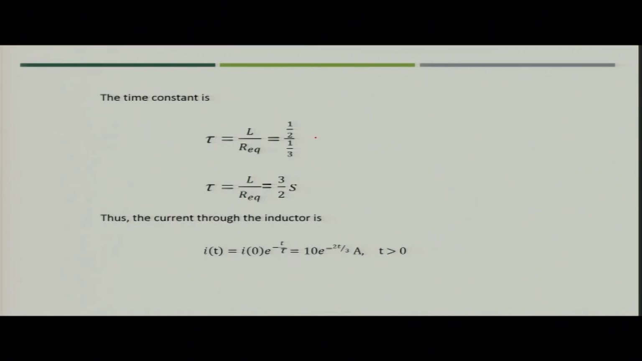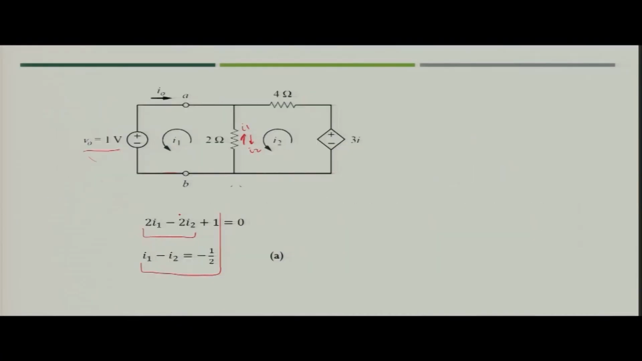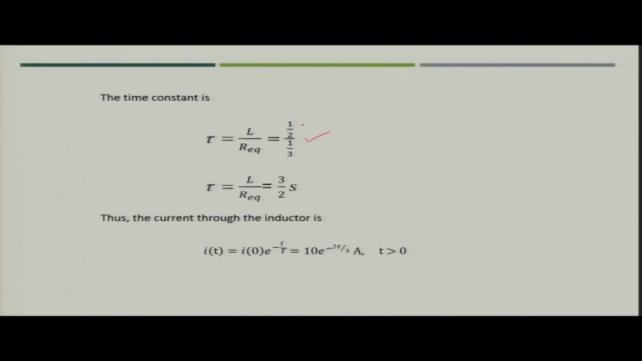Now, what would be the value of the time constant? The time constant will be L upon R equivalent. The value of L is given as 0.5 Henry, which was given in the question. We will put that value, and the R equivalent we have just calculated as 1 by 3 ohm. So, the value of tau will be 3 by 2 second.